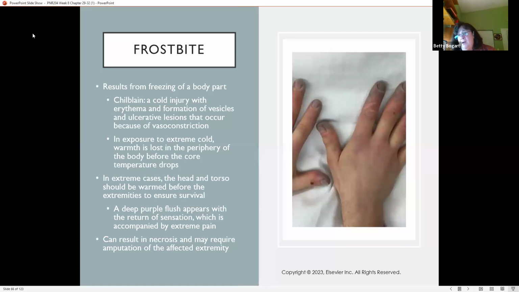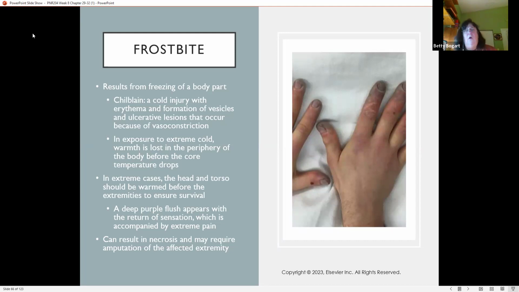Now, I used to live in New York. I used to go snowmobiling in 18 below zero. So I know what it is to be really, really cold. One of the things that can happen if you're out there too long and you're not prepared is frostbite. And frostbite is where the skin gets so cold that the blood stops flowing and the skin and tissue dies. Chilblain is a cold injury with that erythema, that redness, and vesicles and ulcers happen because it's so constricted. Cold constricts the tissue so much.